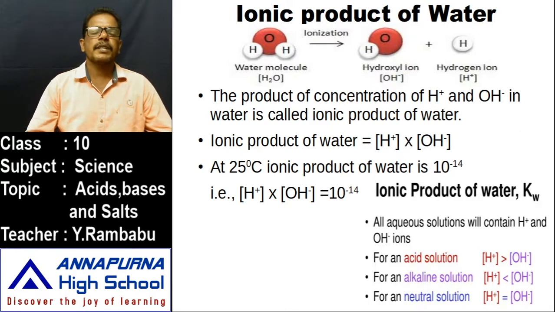If more number of H plus ions are there, then the strength of the acid is high, that's why it is a strong acid. If more number of OH minus ions are present, meaning the concentration of OH minus ions is high, that's why it is a strong base. That is observed clearly by the concept of ionic product of water.